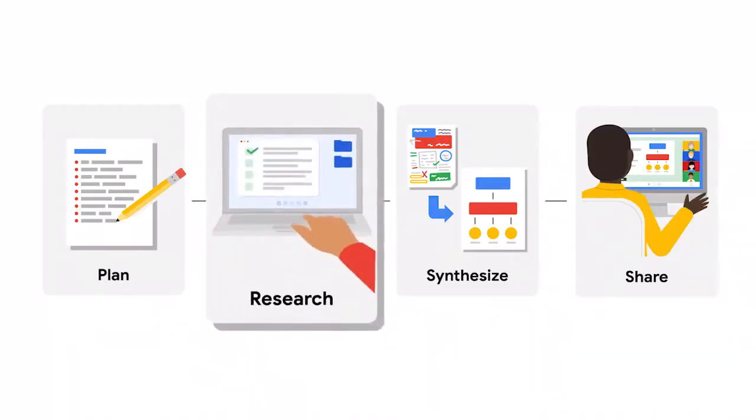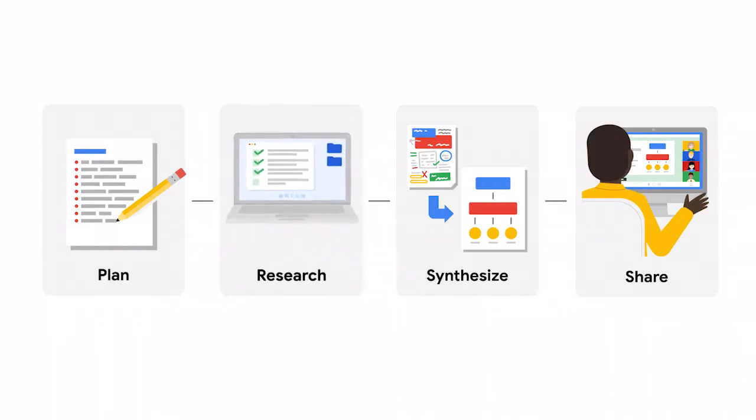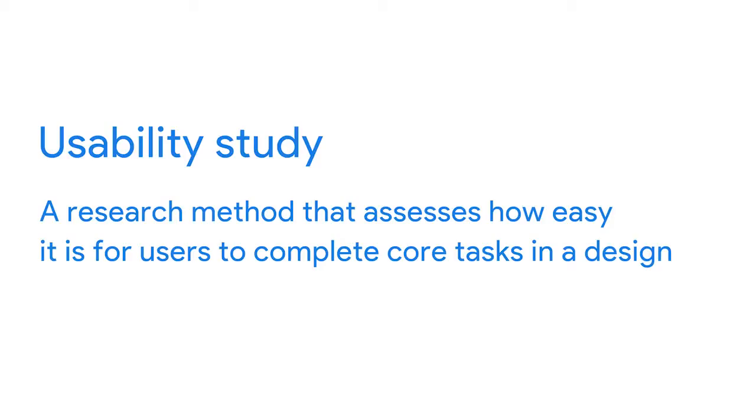The second step is to conduct the research. During this step, you'll gather data. There are several techniques you can use, but the one we'll focus on in this course is called a usability study. A usability study is a research method that assesses how easy it is for users to complete core tasks in a design. The goal of a usability study is to identify pain points that the user experiences with your designs, so the issues can be fixed before the final product launches.